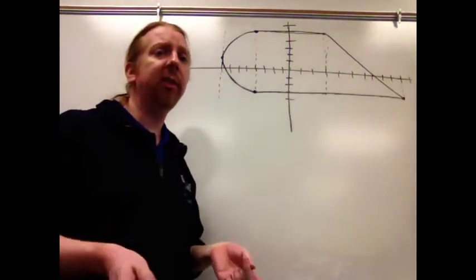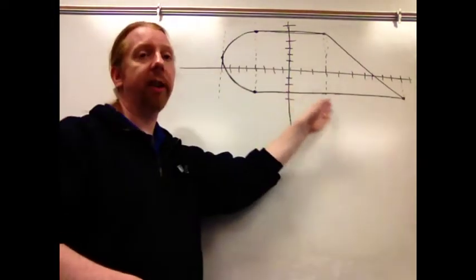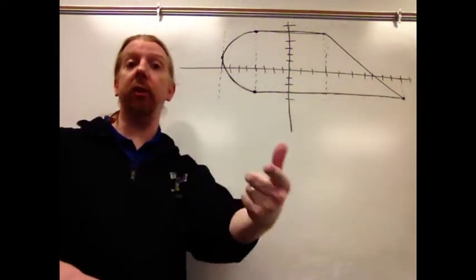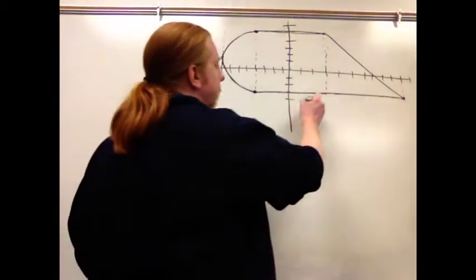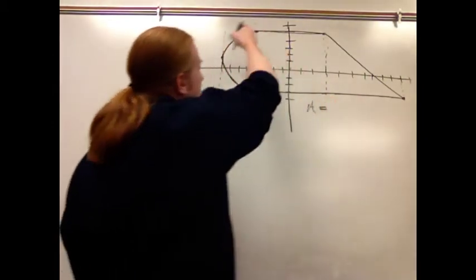Now you could also just as easily see it as a half circle, a rectangle, and a triangle, and use each of those independently to find the area. We'll get the same answer. When I break this down, let's talk about the area of this half circle here.